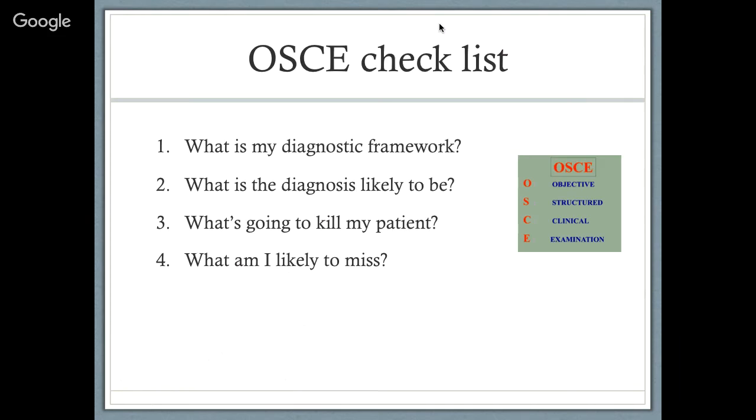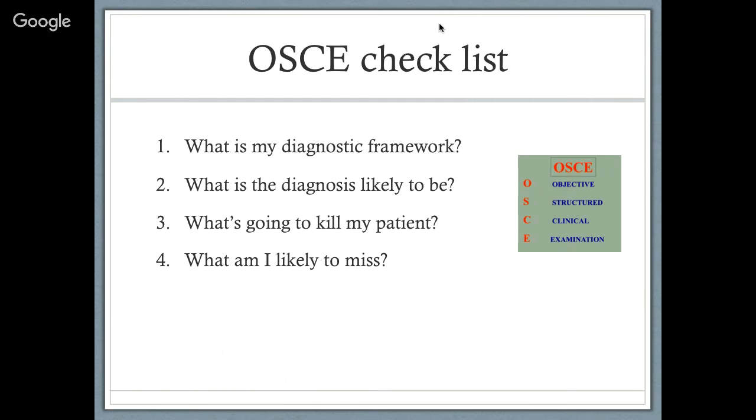So when you get to an OSCE station, you're probably going to get at some stage a presenting complaint. And if you think of a presenting complaint and you just try and randomly pick the diagnoses, in the stress of an OSCE, you're going to miss stuff. You're going to miss important things. You're going to miss lots of things because you'll be stressed and you won't have a formula. So we'll talk about some approaches to thinking about differentials.